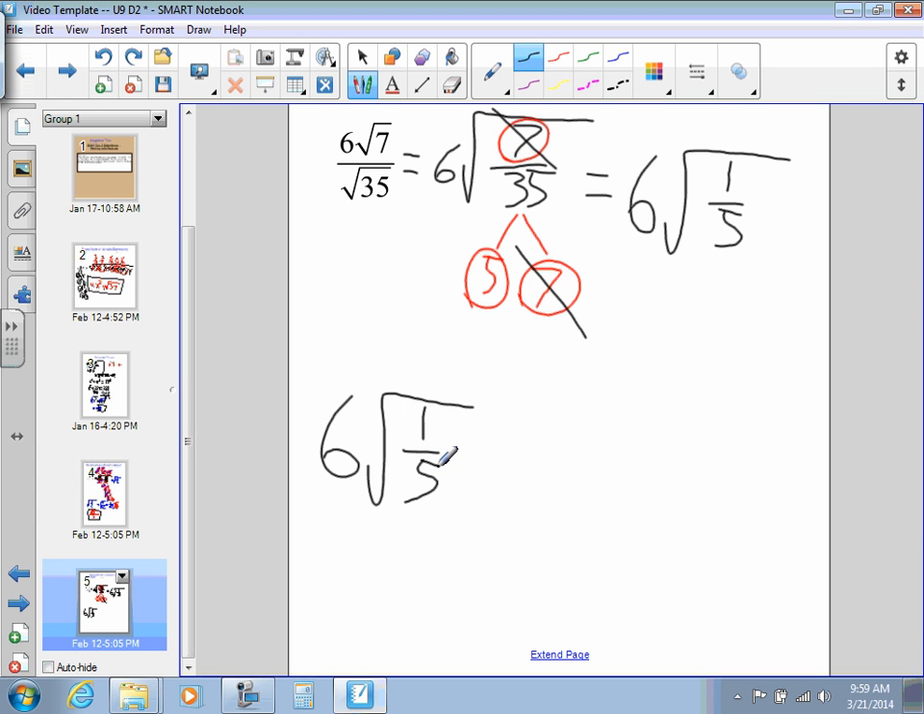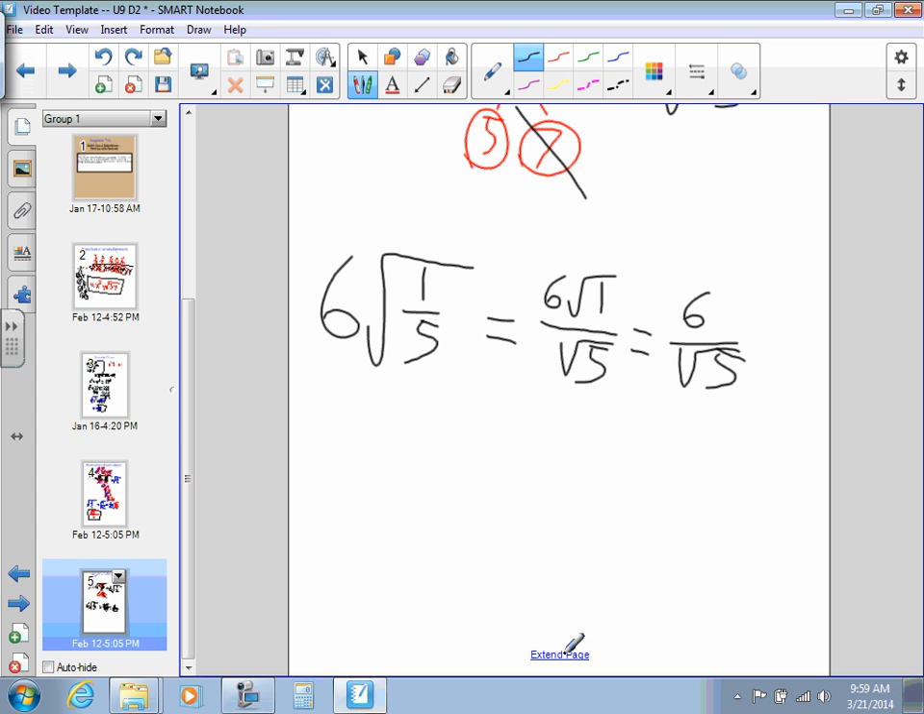Okay. So now this is the same thing as 6 times the square root of 1 over the square root of 5. Well, the square root of 1 is just 1. So that's the same thing as 6 times 1, or 6 over the square root of 5. And I'm going to need to rationalize the denominator. To make things simpler, I'm going to rewrite this down here.